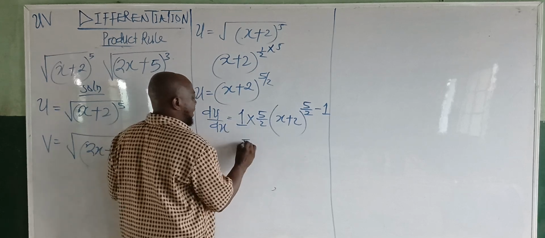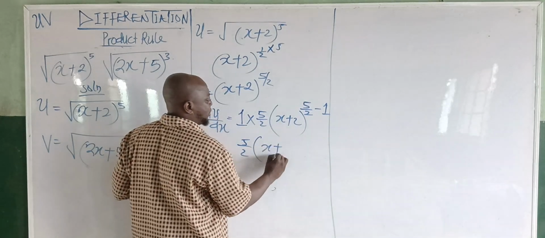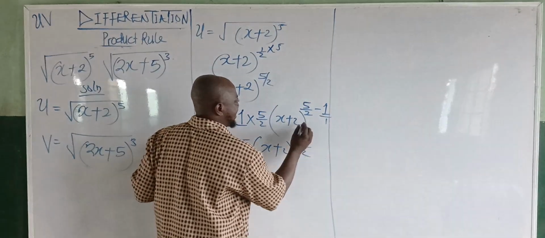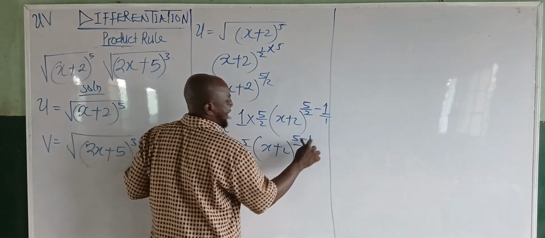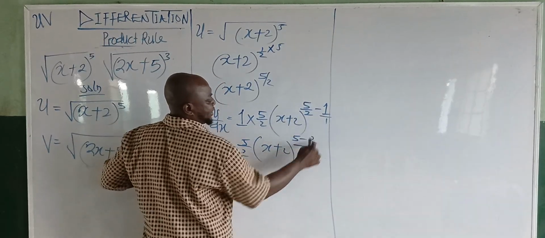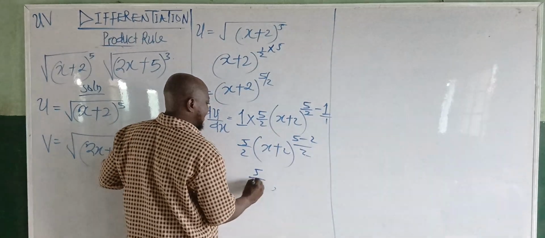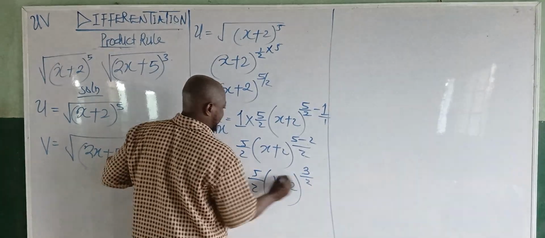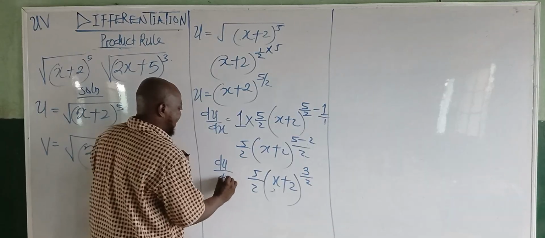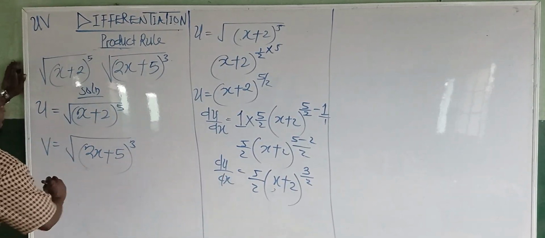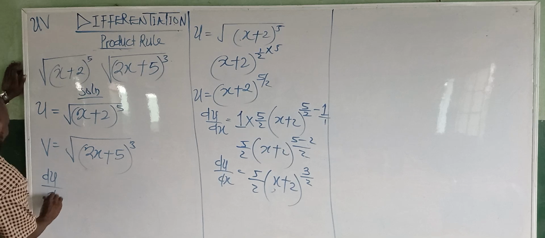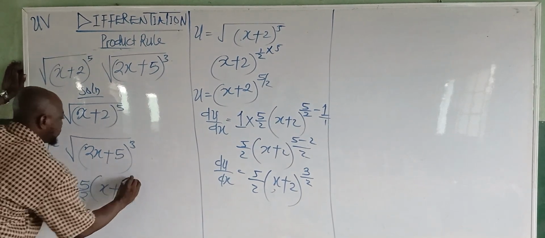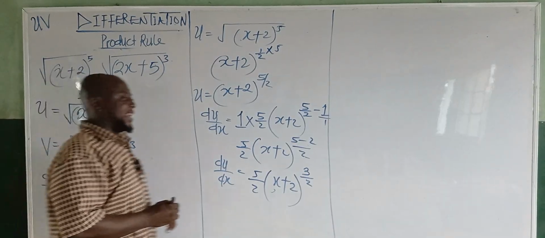So multiply 1 times this, I'm having 5/2. Here I'm having x + 2. Here, find the LCM because this one is a fraction. Make this one a fraction. Here will give us 5 minus 2, so 1 in 2 is 2, 2 times 1 gives us this. Finally, here will give us x + 2, or will give us 3/2. So here becomes my du/dx, which will give us 5/2 into bracket (x + 2) to the power of 3/2. This is what I'm having there.